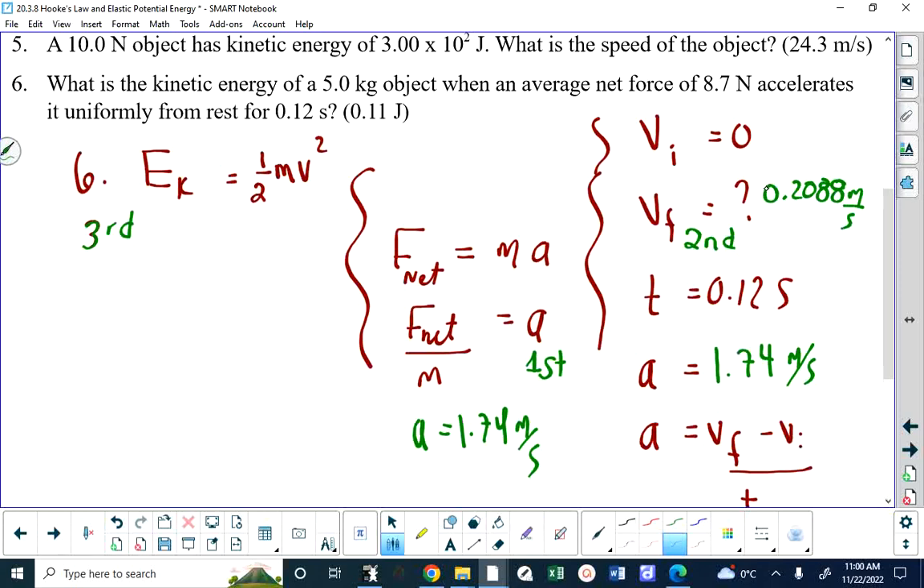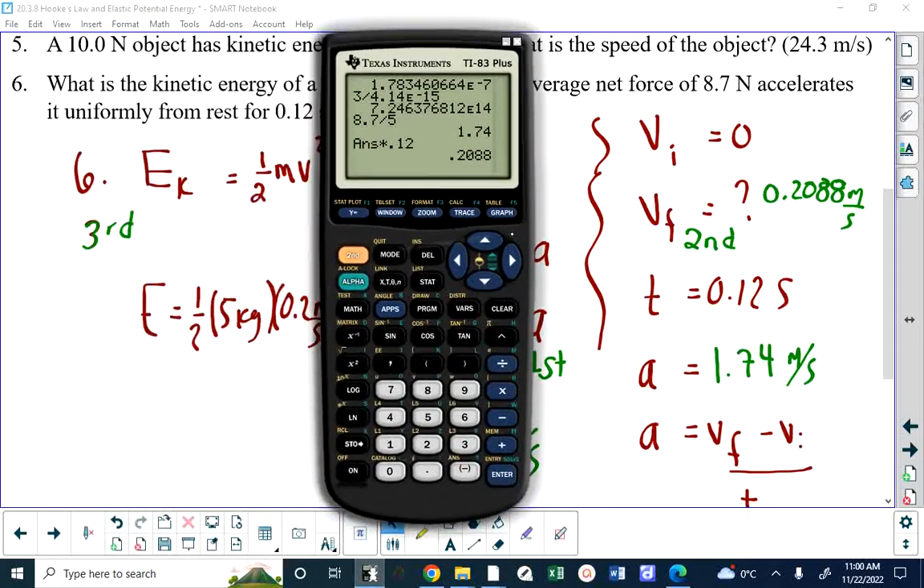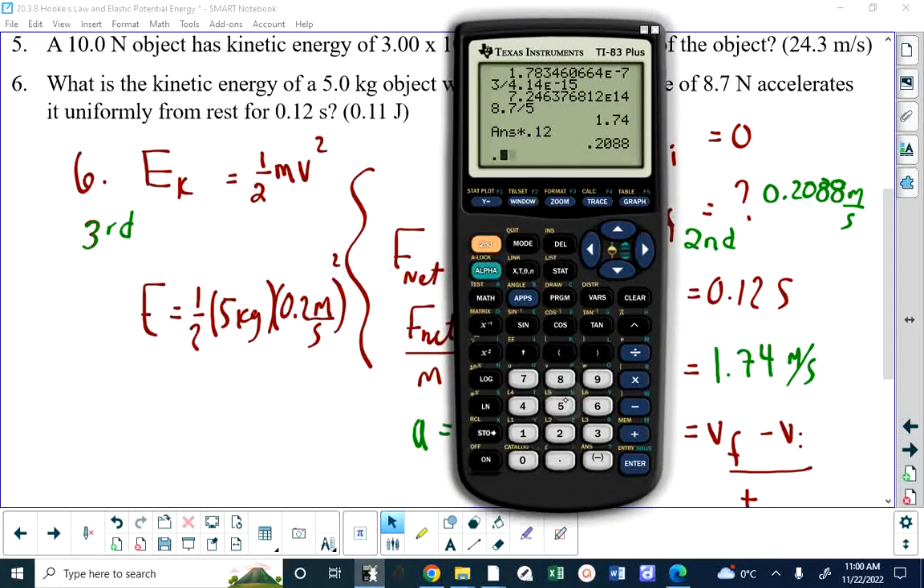And then, of course, I have to go over here and use my kinetic energy formula. Kinetic energy is 1/2 times the mass, which is 5 kilograms, times that 0.2. I'm just writing 0.2 meters per second because I don't have a lot of room. 0.2088 meters per second quantity squared. So 0.5, that's my 1/2 times 5, and then times my answer, which I need to square. So I get about 0.11 joules, which is the answer.